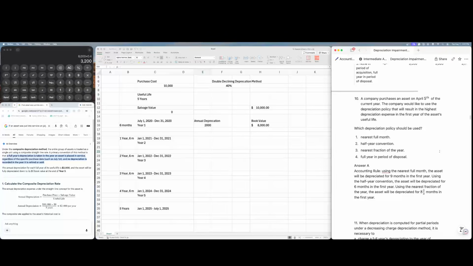And one thing about composite and group depreciation: group depreciation is for assets that are really similar. For example, their useful life is not that different because they're pretty much the same items. But for composite, you can group together more items that are very different from each other, that have very different useful lives.